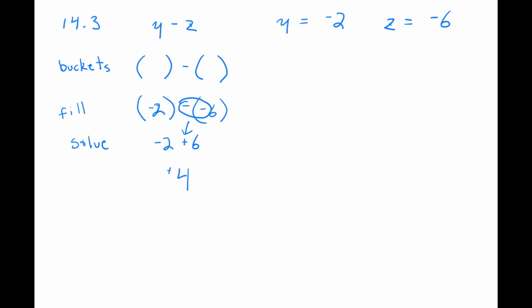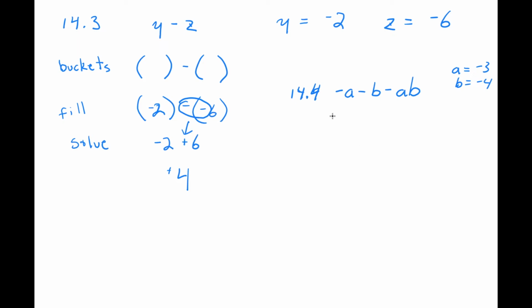Okay, let's do 14.4. I think I have room on my page. 14.4 says negative a minus b minus ab. So now we're starting to see some repetition. And a is equal to negative 3, and b is equal to negative 4.